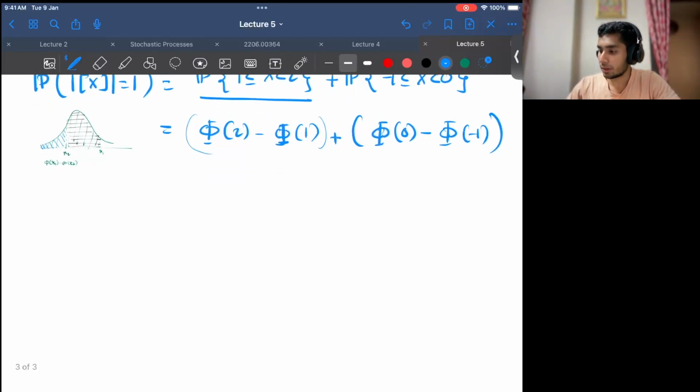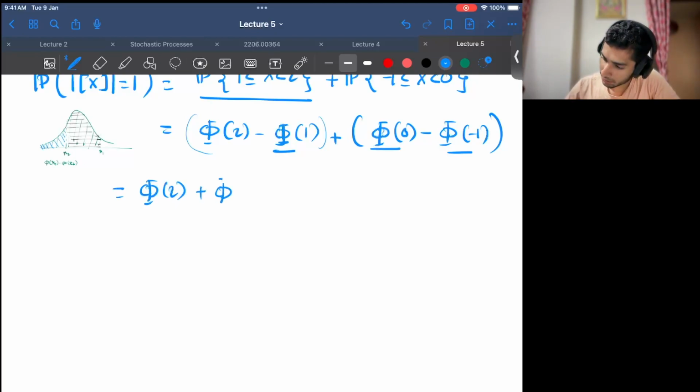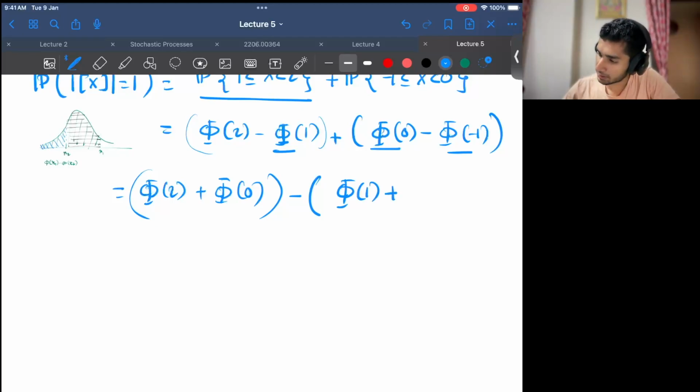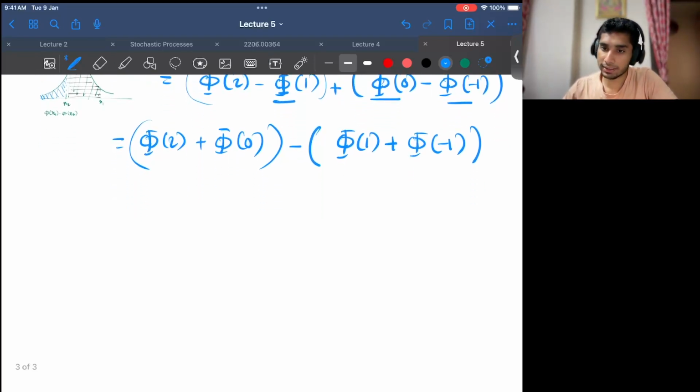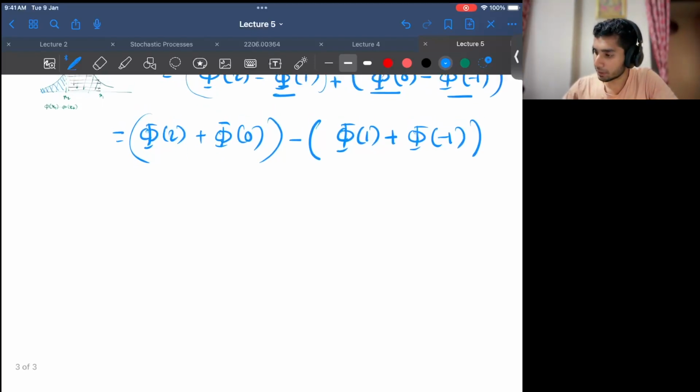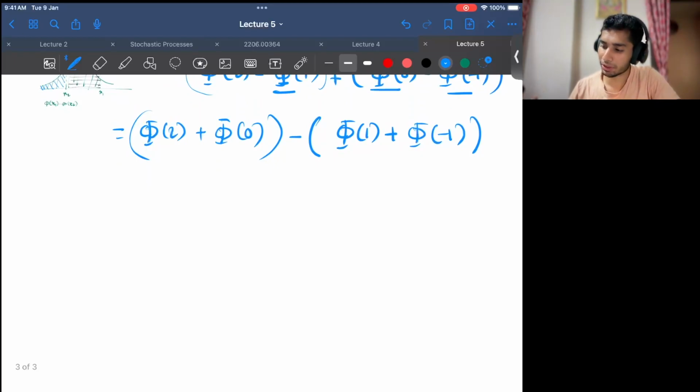Okay. Now, when I see this, I will be very happy. Why? Because I can see phi of 1 and phi of minus 1 here. Because the Gaussian distribution is symmetric, let me write it down. This is equal to phi of 2 plus phi of 0. Let me keep these things separately. I will take minus outside. This is phi of 1 plus phi of minus 1. Now, whenever you see x and minus x in the same equation with these phi, you should be very happy, because you can do stuff now without calculating things. Okay, what do I mean by that?